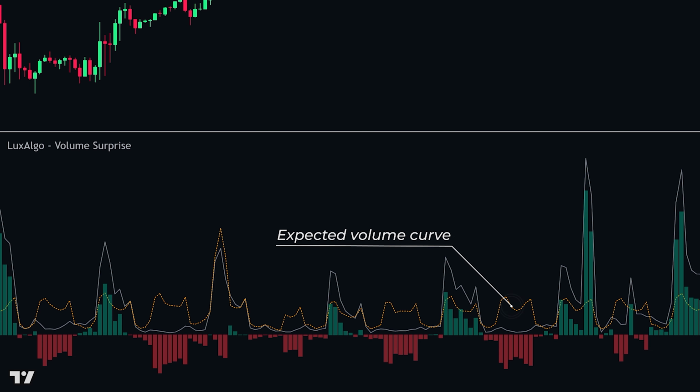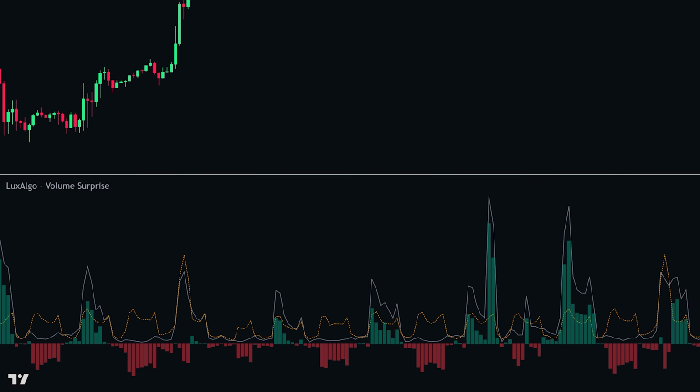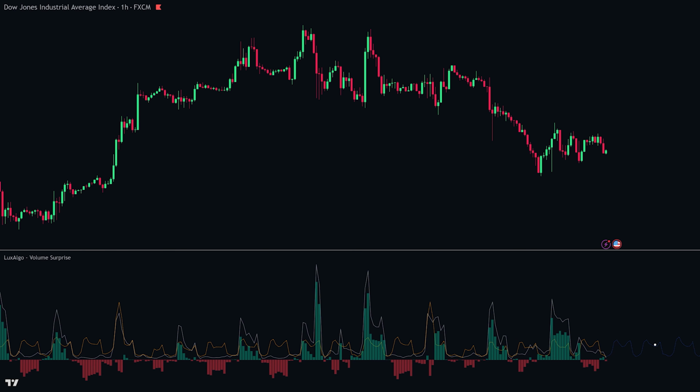The orange or blue line you'll see running through the middle is the expected volume curve. It tells you what the usual trading activity looks like for that specific time based on past data. Sometimes, you'll also notice a dotted line extending forward. That's the forecast, showing the periods when volume is expected to rise or fall in the near future.